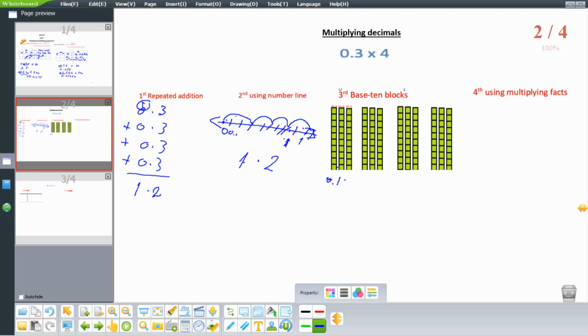Let's count. Now we have 1, 2, 3, 4, 5, 6, 7, 8, 9, 10, 11, 12. So it means we have 12 tenths. 12 tenths, how can we write it in decimal? It will be 1.2. Okay, for using multiplying facts, the normal way or the standard form of multiplication.